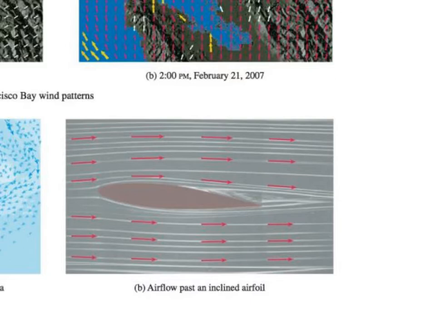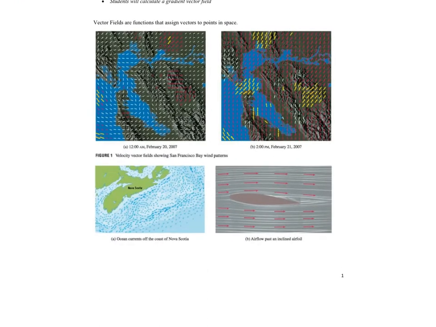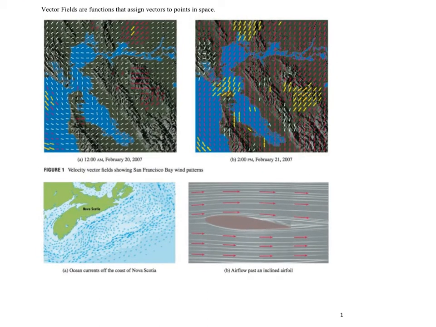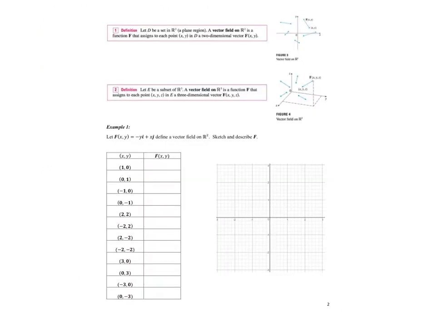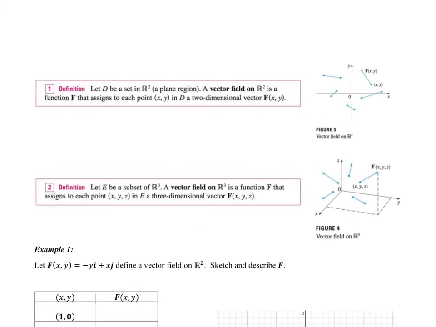Another type that we'll talk about throughout the chapter is a force field, and that would be where you have a vector field made up of force vectors at each of the points in the region. You might have a gravitational force field, that kind of thing. So that's the type of stuff we're going to study in this chapter. But again, section 1 is just vector fields. So let's take a look at a couple examples here.